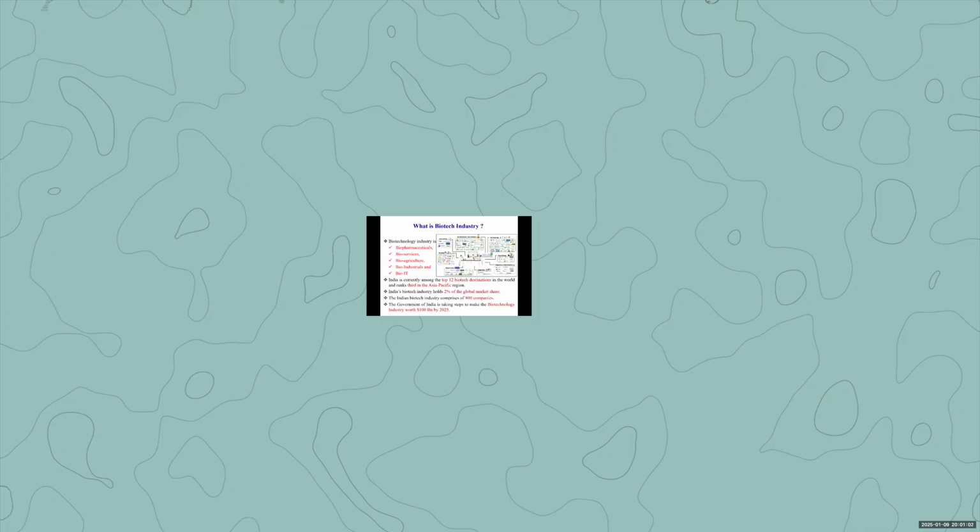Okay, so there is an industry called the biotech industry, which is proliferating in India. Right now, India is at the 12th position across the world and third in the Asia Pacific region. If we see, it has a 2% global market share of the biotech industry. Right now there are 800 plus companies in India, and by 2025, we are expecting that this biotech industry will be worth $100 billion. And this is slowly increasing.